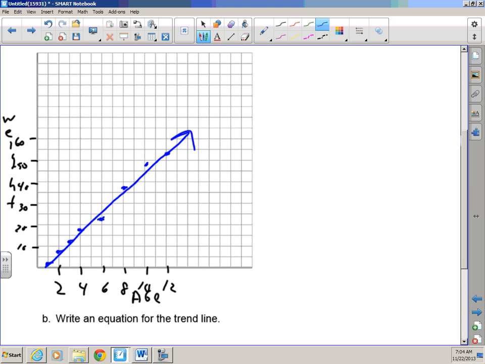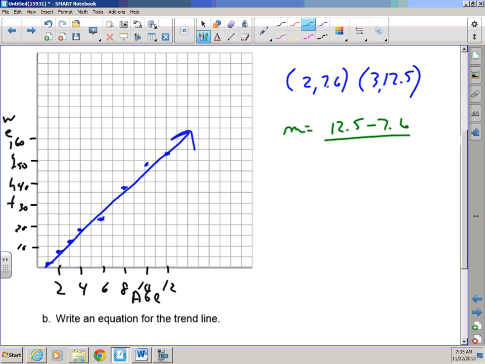Okay? So I went through the following 2 points, (2, 7.6) and (3, 12.5). And going through those 2 points, I got a pretty good distribution of data. It looks like some are a little bit more on the left side than the other, but it's pretty good through there. Okay? So now I want to come up with an equation for this line. Well, how would I do that? Well, first I find my slope. And I find my slope to be 4.9.